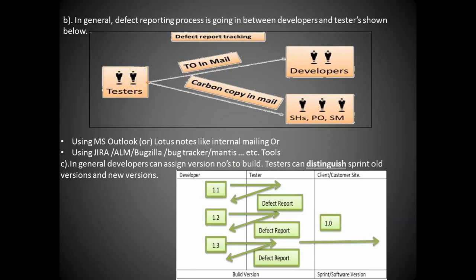In general, the defect reporting process goes on between the developers and the testers as shown below. Defect reporting: testers send mail to developers, with carbon copy to stakeholders, POs, and the Scrum master, using MS Outlook or Lotus Notes like any internal mailing, or using tools like Jira, QC, Bugzilla, Bug Tracker, Mantis, etc.